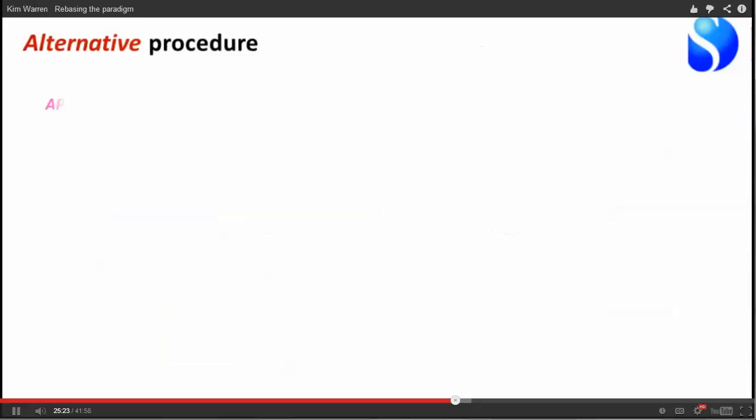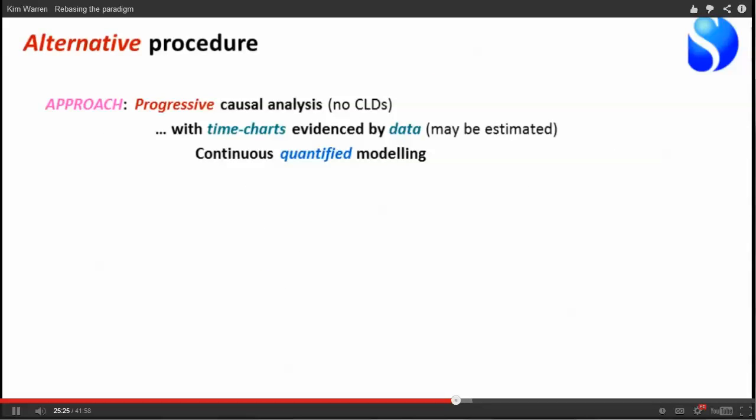So here's the alternate procedure. It's progressive causal analysis, but not with causal loop diagrams. Qualitative diagrams have no contribution to make in this process. With time charts evidenced by data and continually quantified, we model all the way from the first half hour.